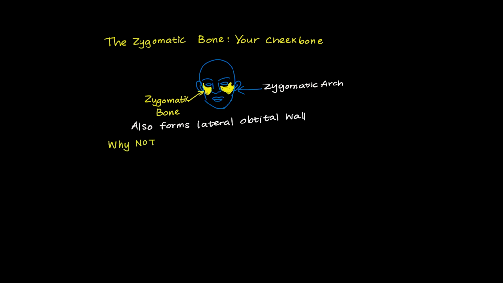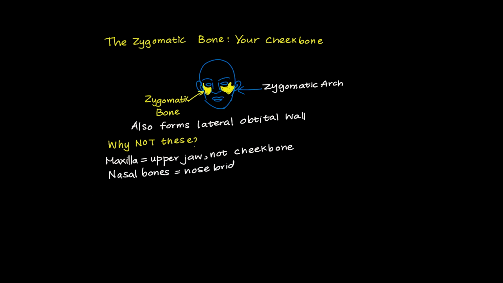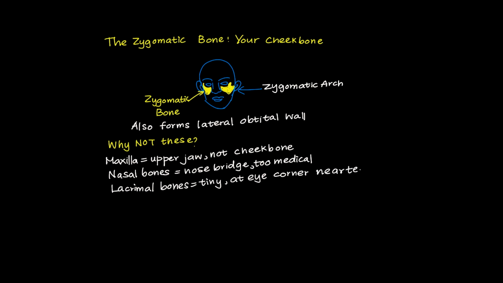The maxilla forms the upper jaw and contributes to the orbital floor and the roof of the mouth. But it's not the cheekbone and doesn't have an arch named after it running toward the ear. The nasal bones are small and form the bridge of the nose, nowhere near the cheek prominence. The lacrimal bones are tiny, sitting at the medial corner of each orbit near the tear ducts, way too small and too medially placed to be the prominent cheekbone.